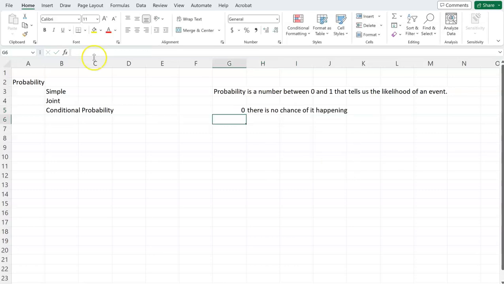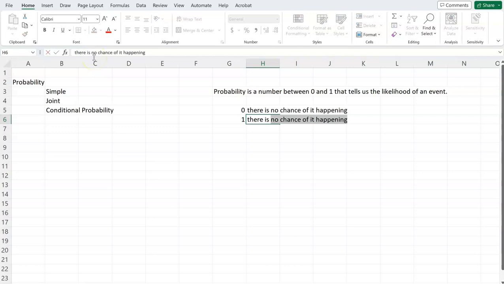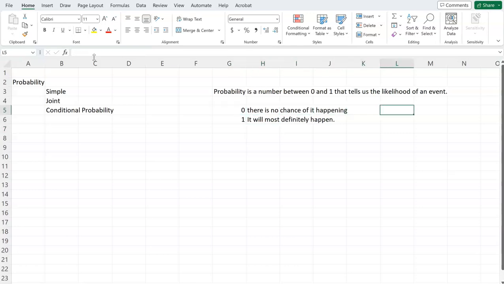Now, 1 means we can say it will most definitely happen. Very few events actually have a probability of 0 or a probability of 1. One example of something with a probability of 0 is maybe something like a person who was not born in the US becoming the president of the United States. That probably has a probability of 0.